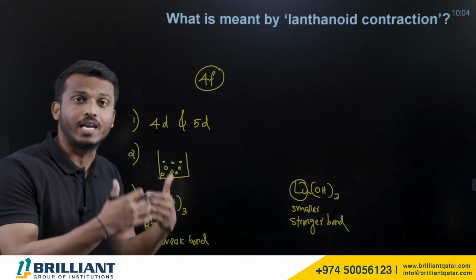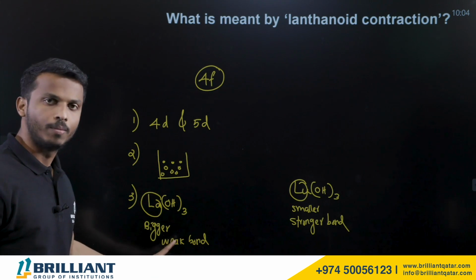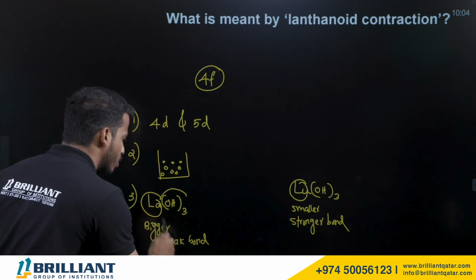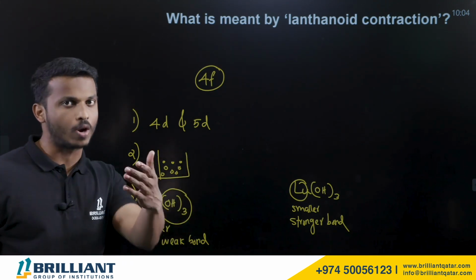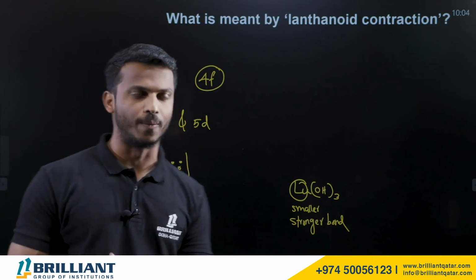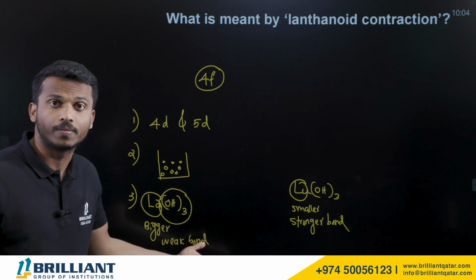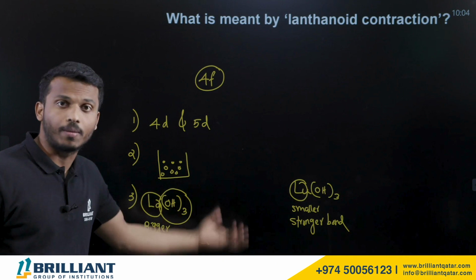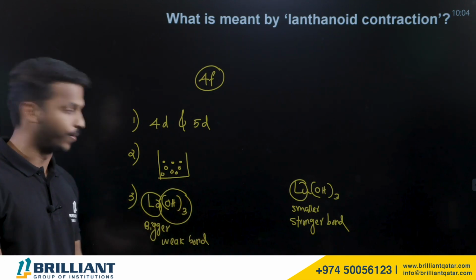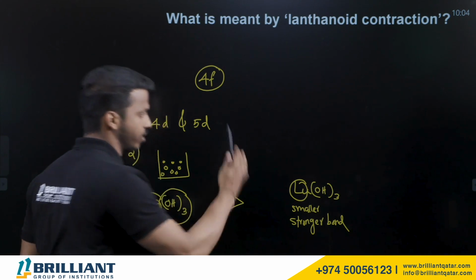So where can you release the OH minus ion faster? I think here. Because the bond is weaker, you can remove this OH ion faster. That is called basic character, right? A base is a substance which can give OH minus ion. So here it can donate OH minus ion, so it is basic in nature. Correct or not? So LaOH thrice is more basic than LuOH thrice.